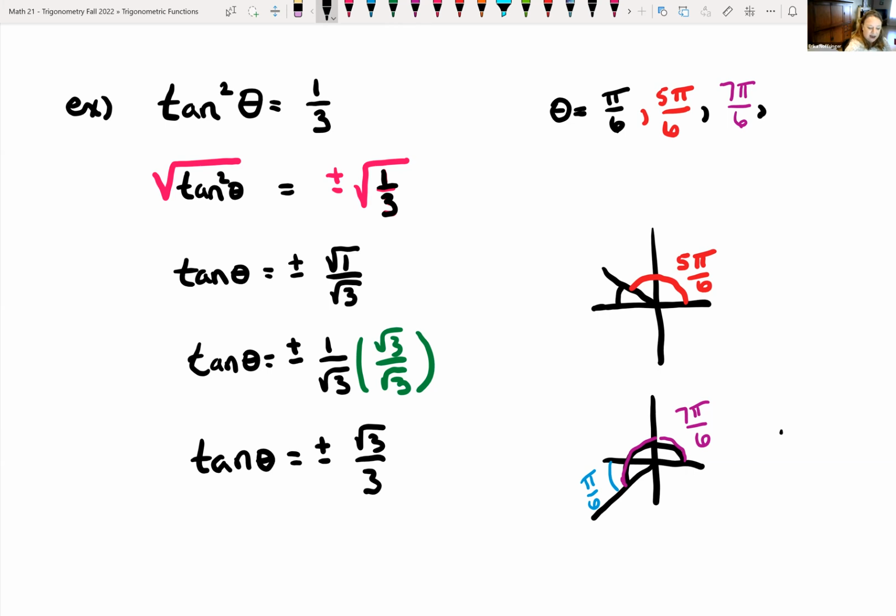And then the last angle, which would give us a negative root 3 over 3, is in the fourth quadrant. Again, the reference angle is pi/6 there. So thinking of 2 pi minus pi/6. So 2 pi, getting a common denominator, is 12pi/6, minus 1pi/6. That would be 11pi/6.